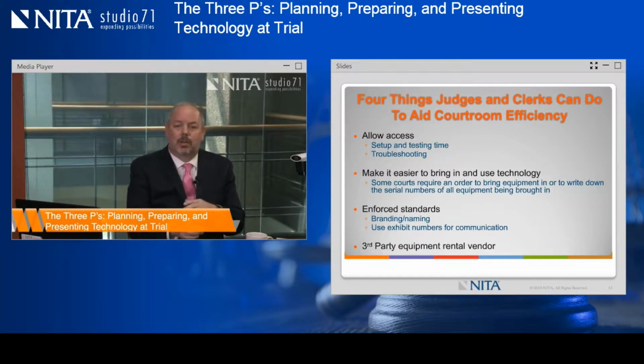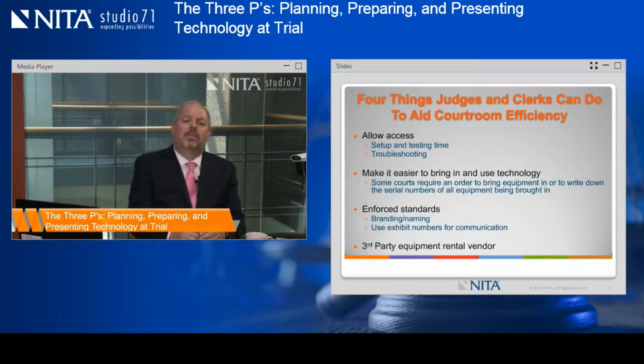It should be a little easier to bring in and use technology. Some courts require an order to bring in equipment or require us to write down all the serial numbers of all the equipment being brought in. This doesn't allow us any flexibility if we need an additional piece of equipment or something breaks. It also is very hard to coordinate that with a rental vendor, which is how most trial equipment is brought, because we may not know which equipment is being used in advance.